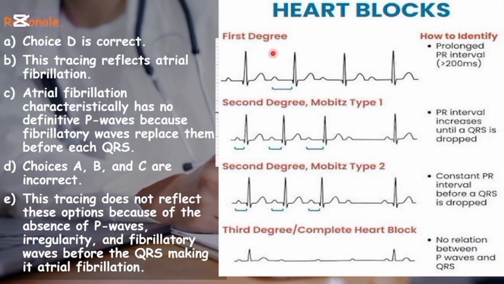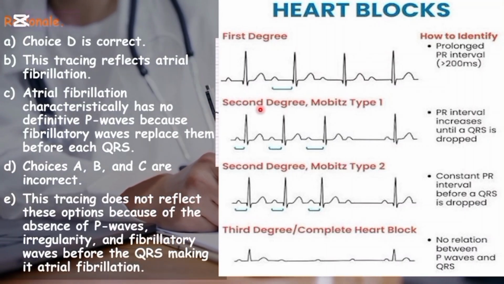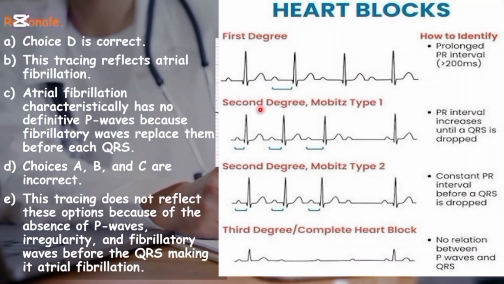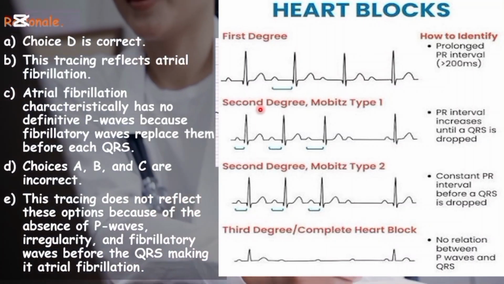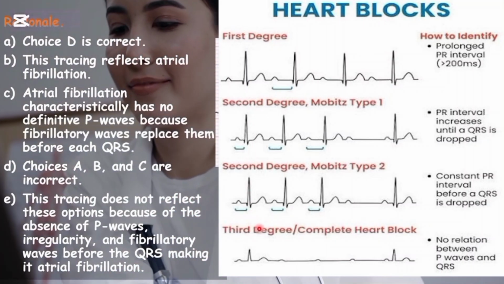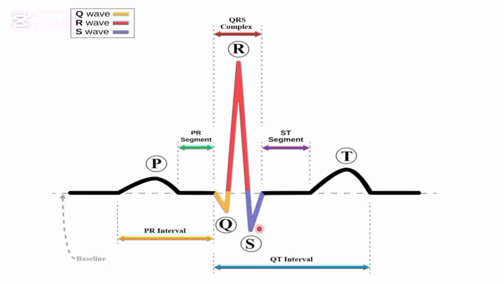I've got the first degree heart block, the second degree heart block with two types, the Mobitz type 1 and the Mobitz type 2. We also have the third degree, also called the complete heart block. Next, this is just an illustration for you to know the various terms when it comes to sinus rhythm. You have to know the intervals and the segments and the waves.